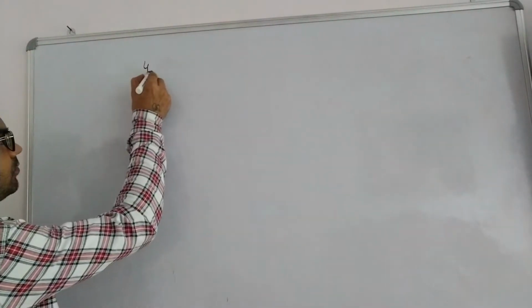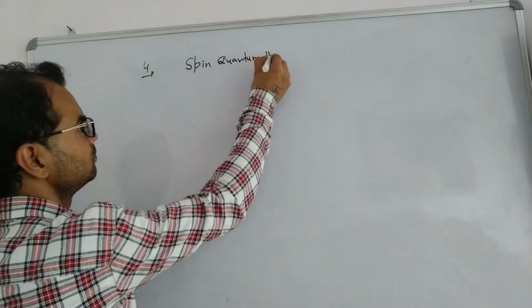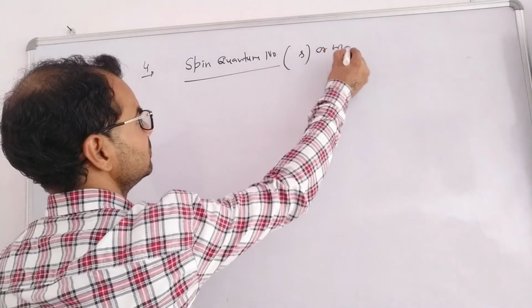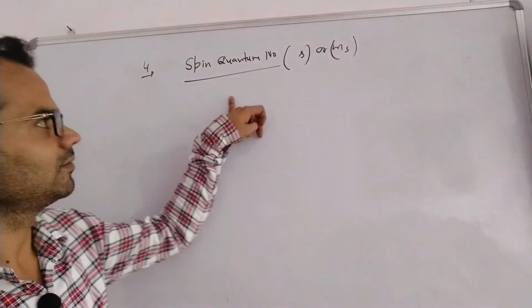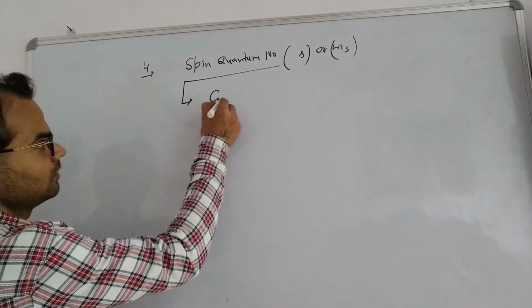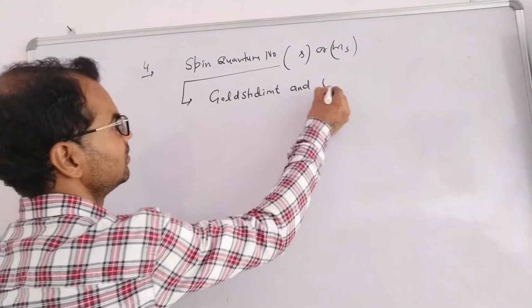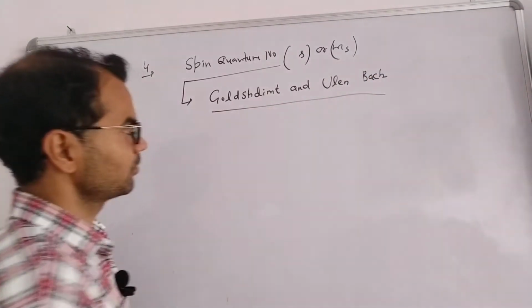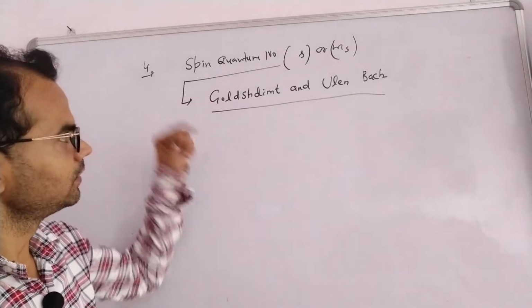Now the fourth is the spin quantum number, denoted by small s or ms. The fourth is the spin quantum number, s or ms. It was given by Goudsmit and Uhlenbeck. They proposed the fourth quantum number, that is the spin quantum number.